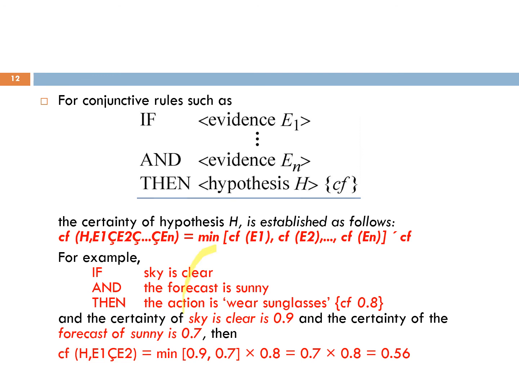You will need to find the minimum between all the evidence. Okay, in here we have two pieces of evidence, evidence 1 and evidence 2, which we have 0.9 and 0.7. So 0.7 is the minimum one. Use the 0.7 multiplied by the certainty of the hypothesis. Then we get 0.56.